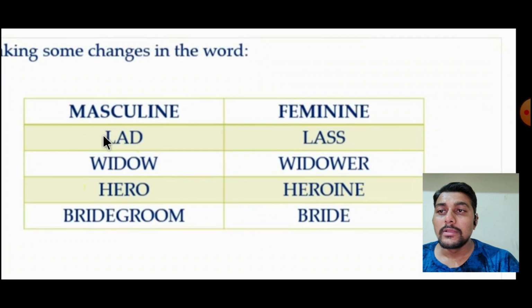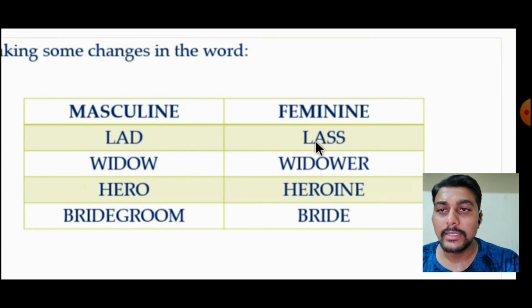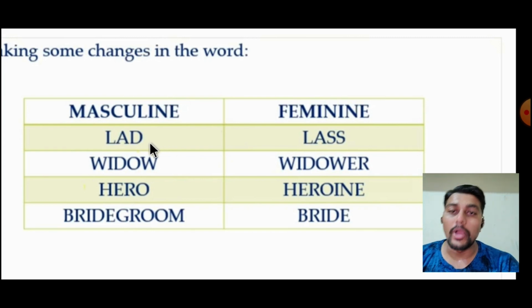Here are the masculine nouns, or we can say names, and here are the feminine nouns or names. Lad, lass. Lad means a kind of boy, or the name used for a male person. Lass means a kind of girl, or a female person. Widow, widower. Okay. Then hero, heroine.